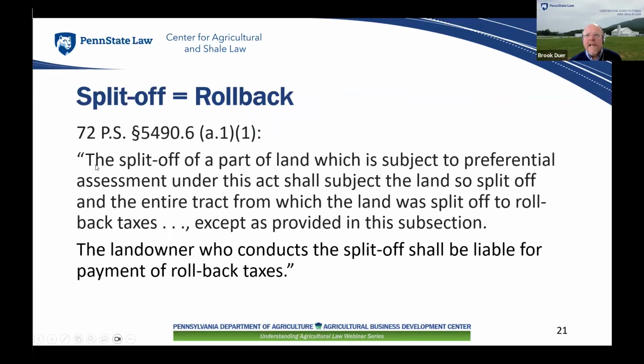All right, here's your section. The split-off basic provision: the split-off of a part of land which is subject to a preferential assessment under the Act shall subject the land so split off, meaning the piece that's been removed, and the entire tract from which it was removed, to rollback taxes. Get your bill for the last 7 years' worth of tax benefit, pay it back to the government now. So again, same scenario as I was laying out before.